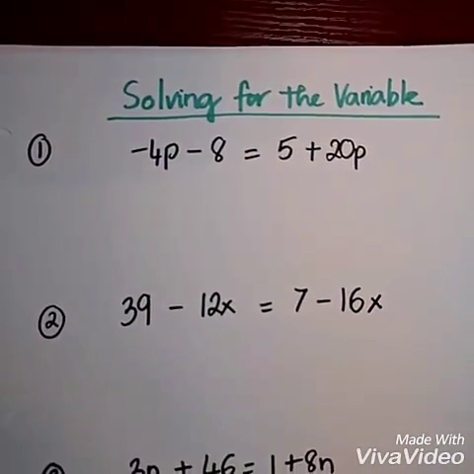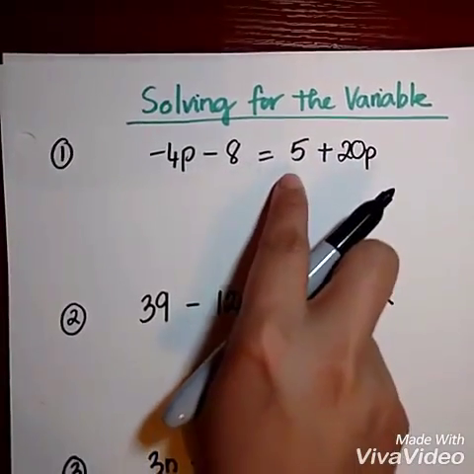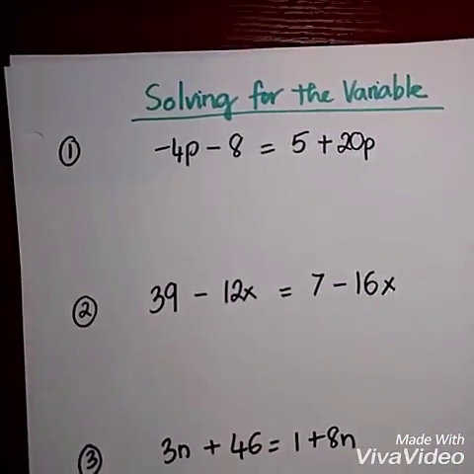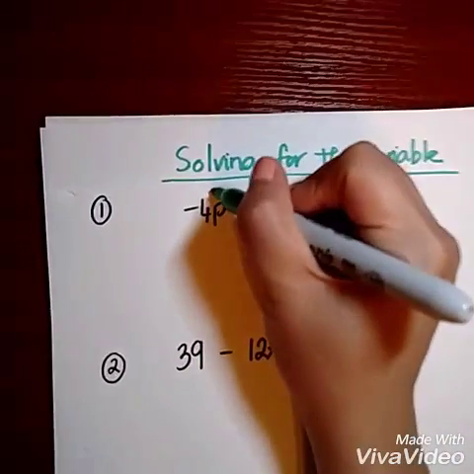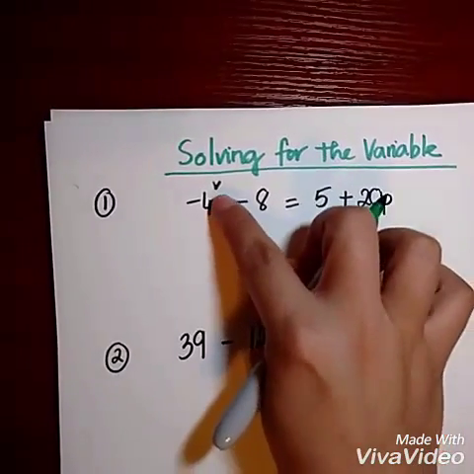Hello everyone, this is solving for the variable. So first I have negative 4p minus 8 equals 5 plus 20p. I want all of my variable to the left. So let me label negative 4p a variable. So I'm going to label them v.